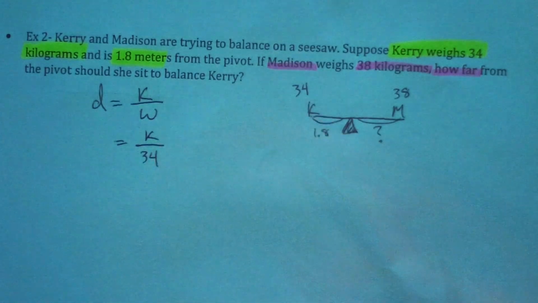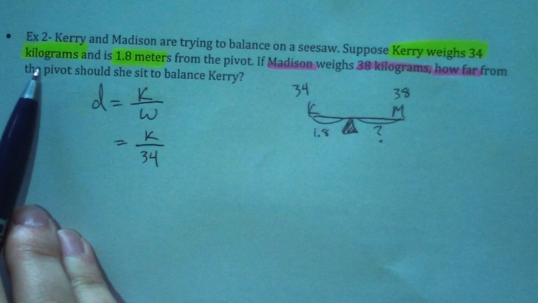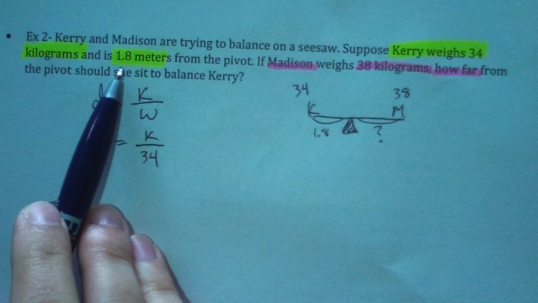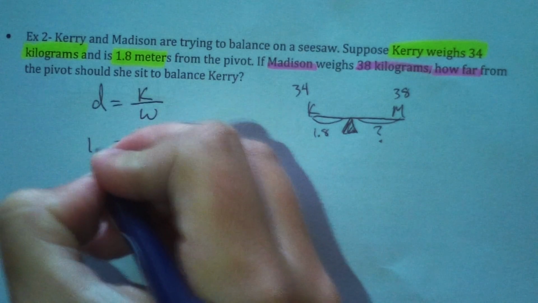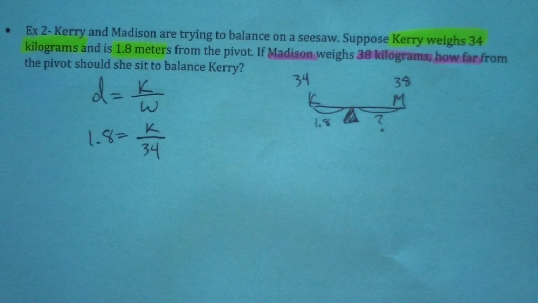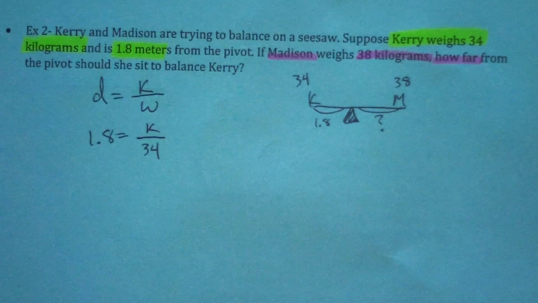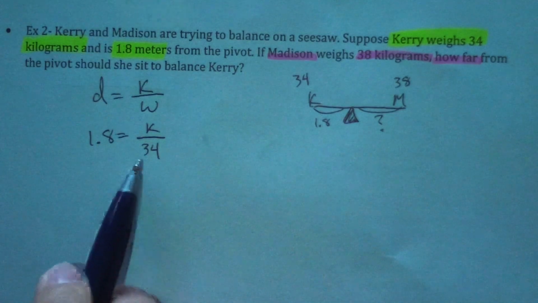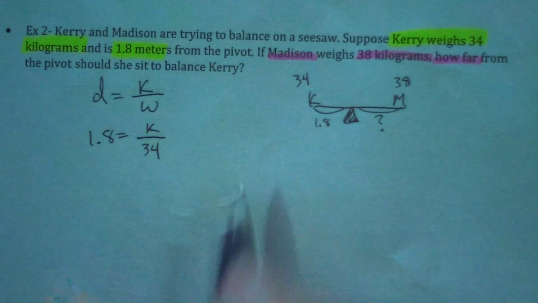And then same as with the direct variation, we just found our k, so now we can take that and plug that back up there up top. So our formula would be distance is equal to 61.2 over our weight. Now we can take Madison's information there, that 38 kilograms, and put that in there.